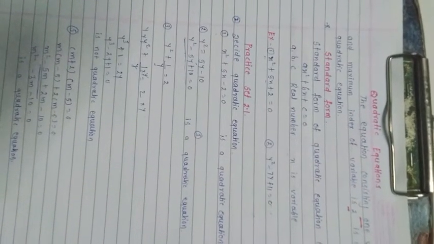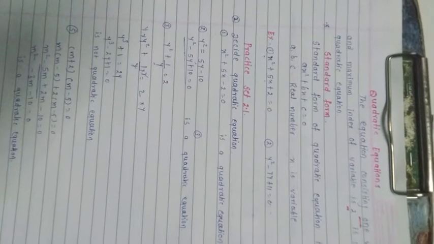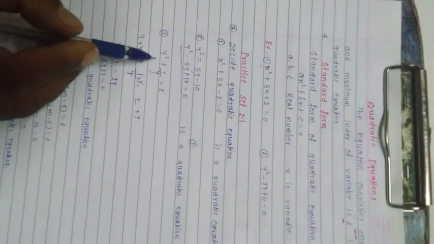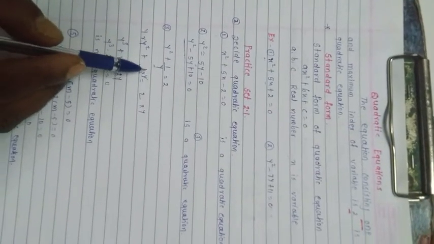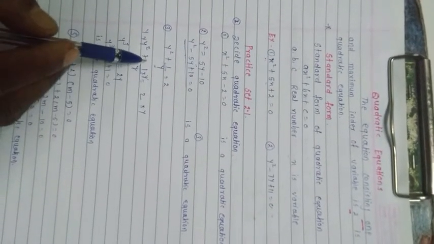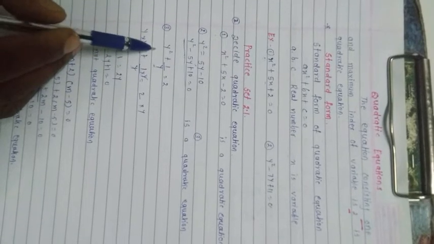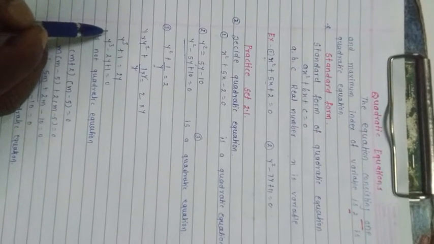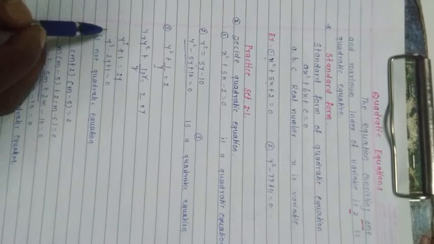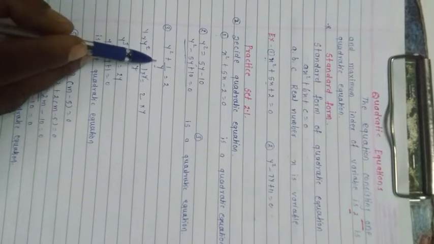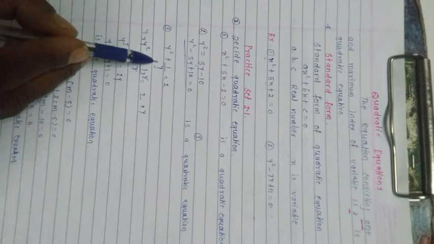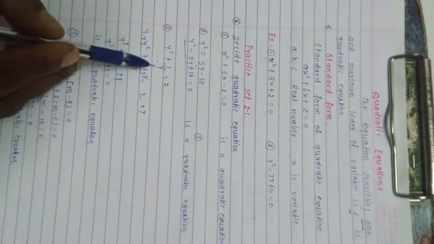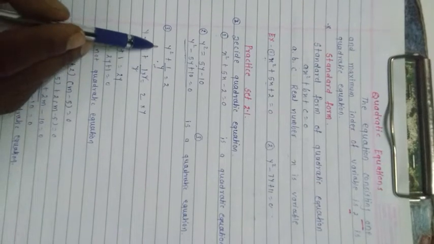Now next example is y square plus 1 upon y is equal to 2. Now in this equation, though it appears as a quadratic equation, but we cannot finally decide it is a quadratic equation only by observation, because we have to rearrange the given equation in the standard form, that is ax square plus bx plus c is equal to 0. So multiply by this y to both sides.